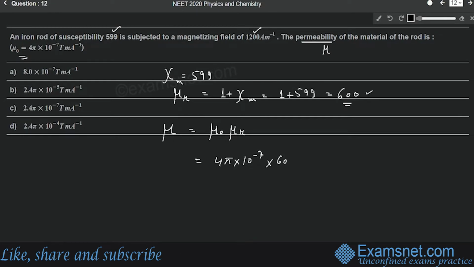Okay, so on multiplying this, we'll get 2400 pi into 10 to the power minus 7. So it can be written as 2.4 pi into 10 to the power minus 4, and the unit will be Tesla meter per ampere. Okay, so out of the given options, option D will be the correct answer.